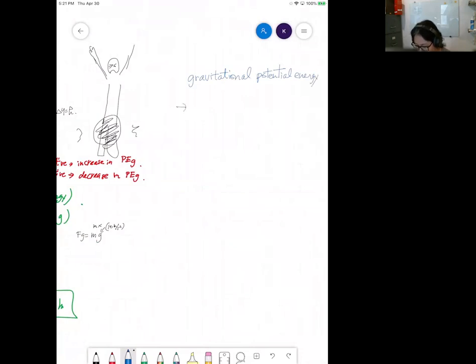We're always discussing change. Because work is a process, how much it changed. So you have to have an initial and a final. To talk about work, you have to have how much it moved. So it moved from one location to another location.